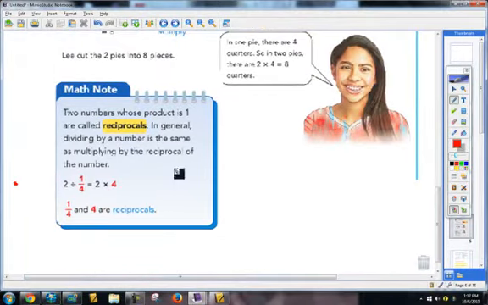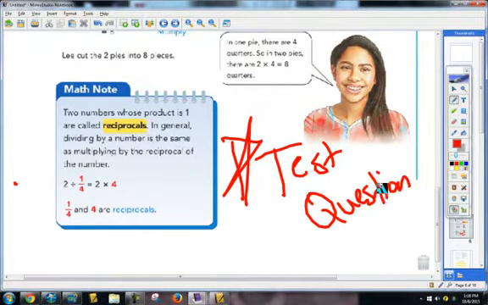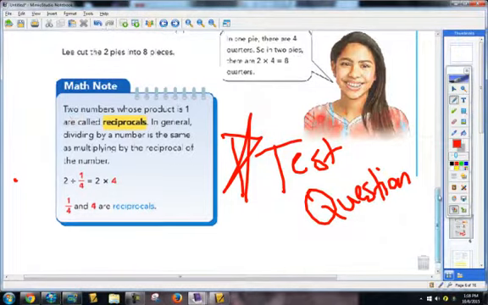Here we go. Here's your definition. Put a big star beside it. It will be on the test. I can almost promise. I don't want to promise you, but you get my point. It's probably going to be there. Okay, what is the definition of a reciprocal? Reciprocals are always going to have a product of 1.